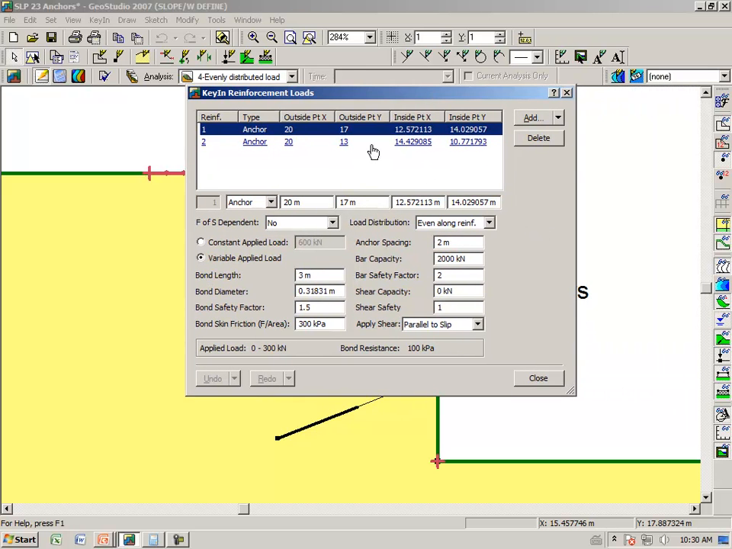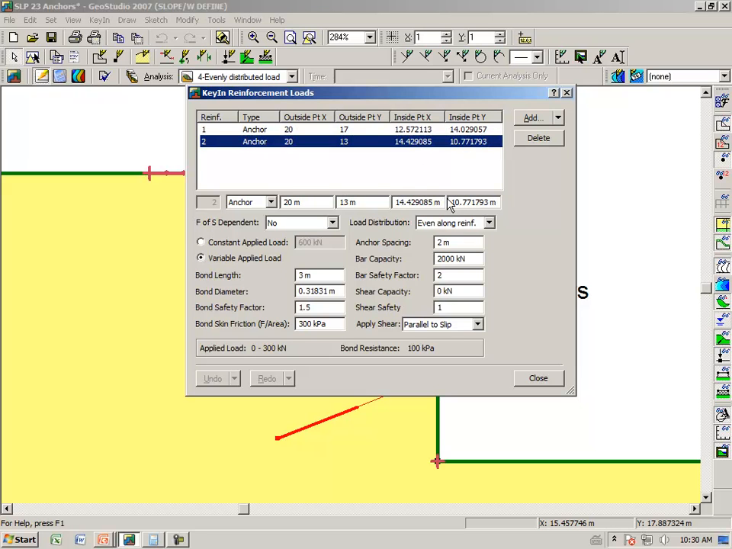What I want to point out to you, if you hold down the control key, is that we can select this option here and change both anchors at the same time. So in this particular case, if I now select one, notice that they have both been changed. So the key in reinforcement dialog is sometimes useful for this purpose, and so we want to change both of them to even along the reinforcement.